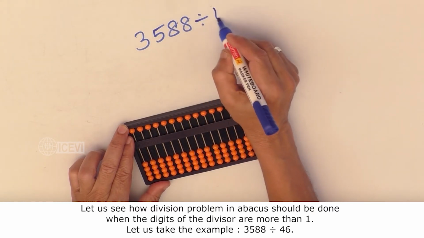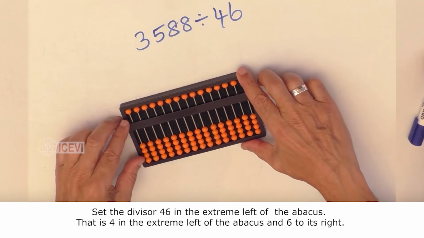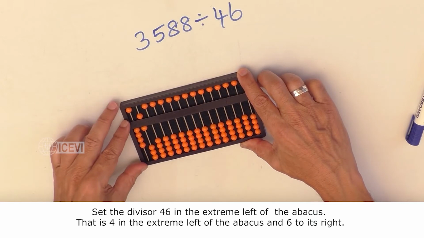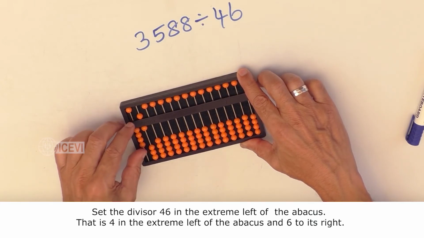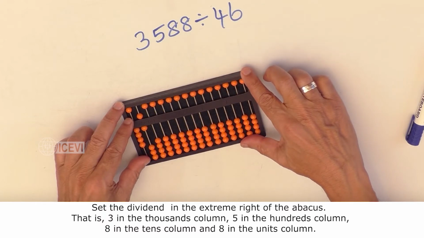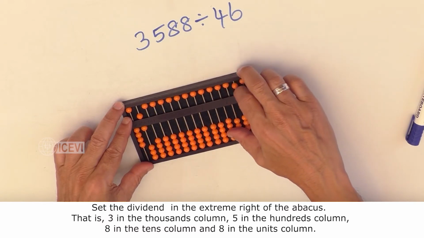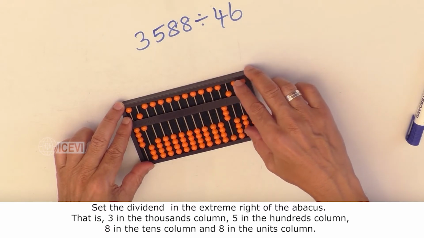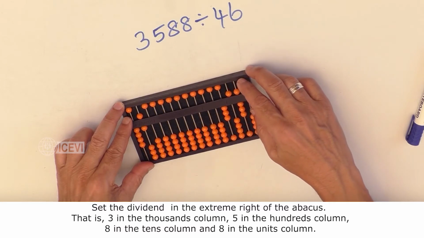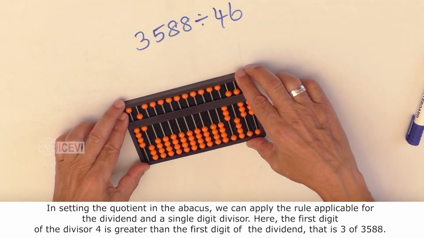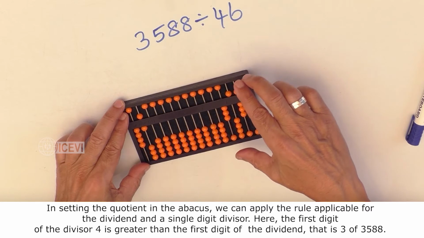3588 divided by 46. Set the divisor 46 in the extreme left of the abacus. That is 4 in the extreme left of the abacus and 6 to its right. Set the dividend in the extreme right of the abacus. That is 3 in the thousands column, 5 in the hundreds column, 8 in the tens column, and 8 in the units column.